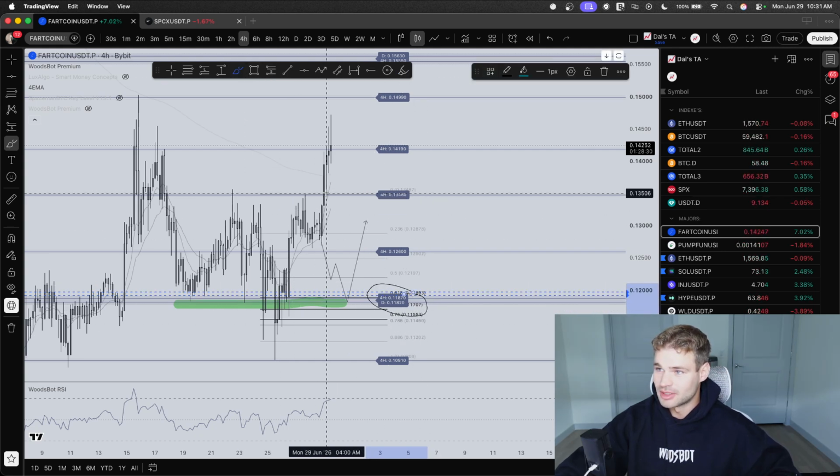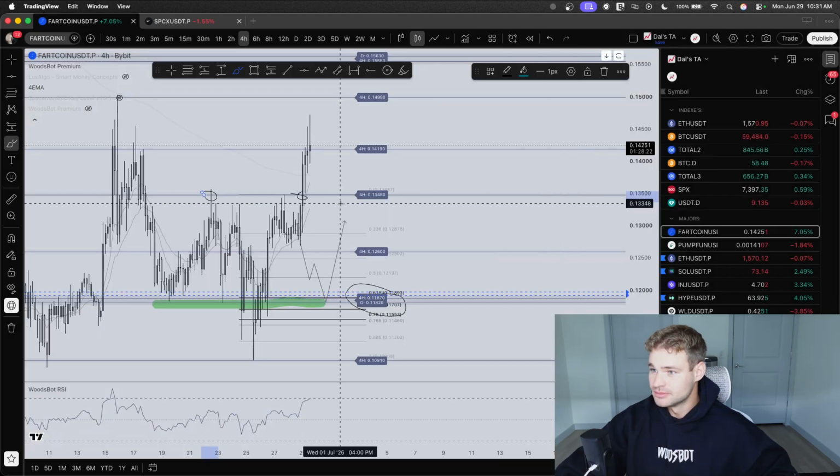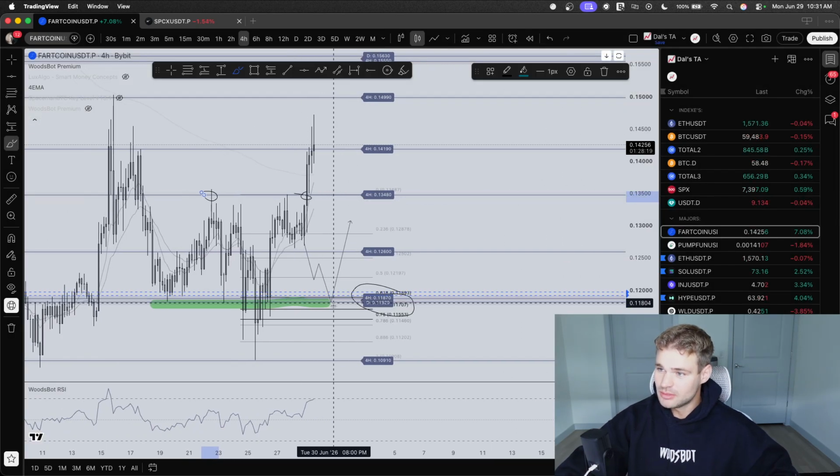At the time, I thought that this was the highs because we are at resistance here. We didn't get the highs, but let's say if theoretically this played out perfectly. Price would then come down into my high confluence zone. I would get alerted. I would then look at the 4-hour RSI.